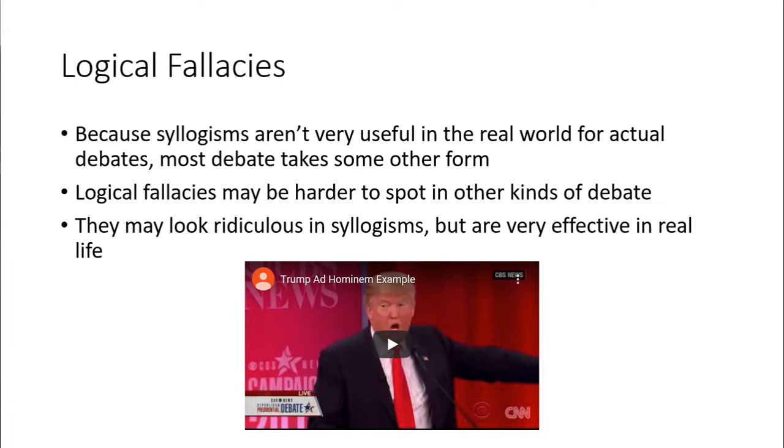So that's why most debates that you see in the real world don't look like syllogisms, because syllogisms don't work that well for things that are susceptible to people's opinions. And so when you have arguments outside of a syllogism, fallacies in the logic that supports those arguments can be more difficult to see. When you have invalid logic in a syllogism, it looks pretty ridiculous and it can lead you to some very absurd conclusions. Unfortunately, when you have logical errors in real life, they can be quite depressingly effective. So I'm going to show you an example now of one of those logical fallacies.